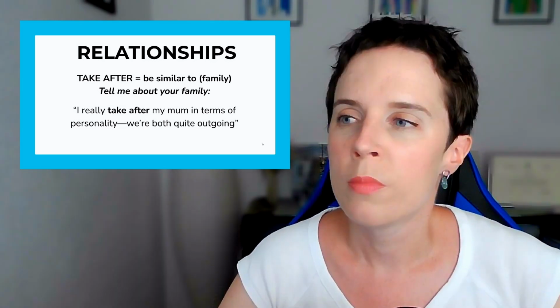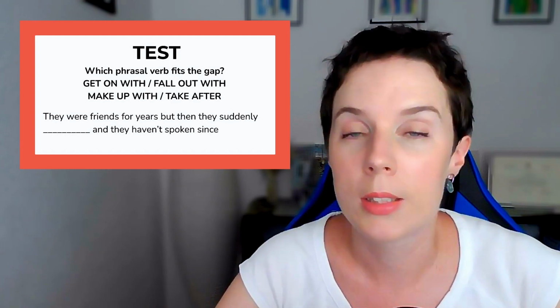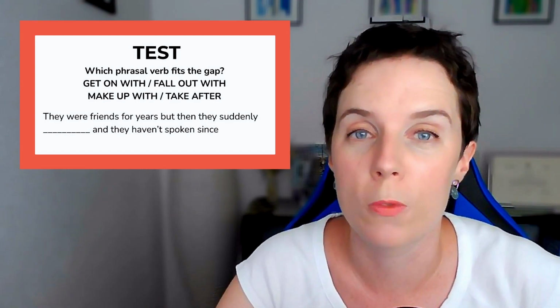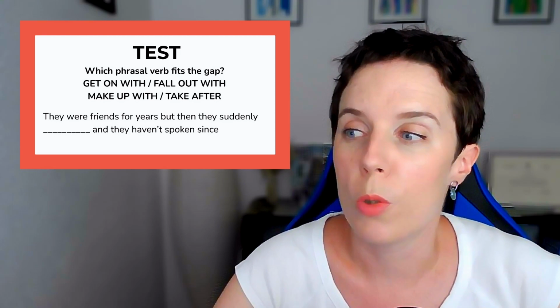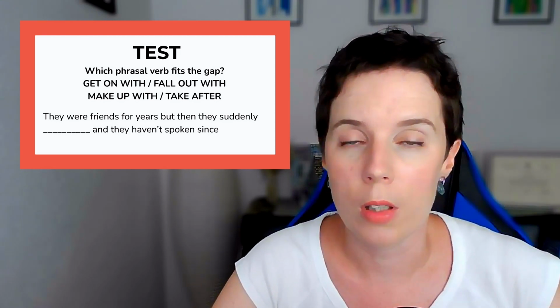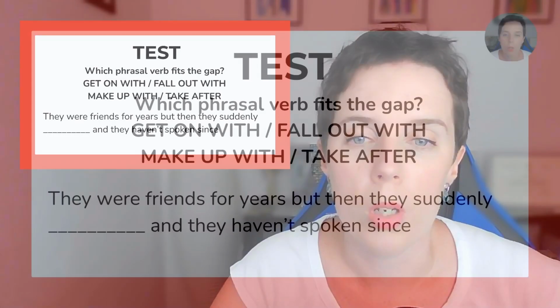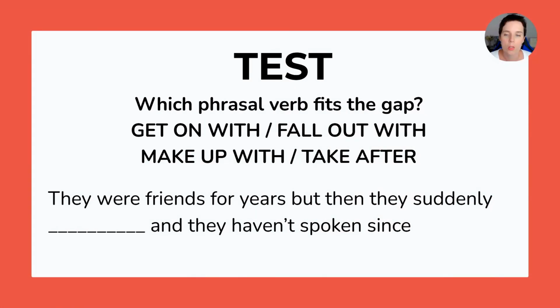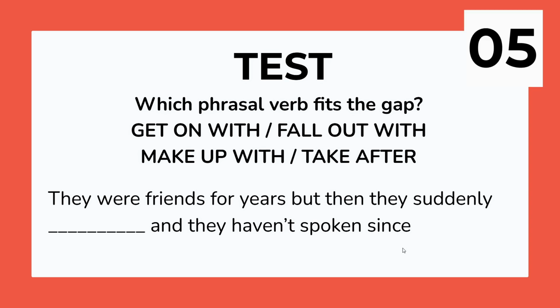Normally your parents. All right, time for another test. Let's see if you were listening to those last 4 phrasal verbs we looked at. So our phrasal verbs were get on with, fall out with, make up with, and take after. So you need to put one of those phrasal verbs in this sentence. Again, write the answer in the comments if you think you know what it is. We've got: they were friends for years, but then they suddenly, and they haven't spoken since. Okay, you've got 5 seconds. Off you go.